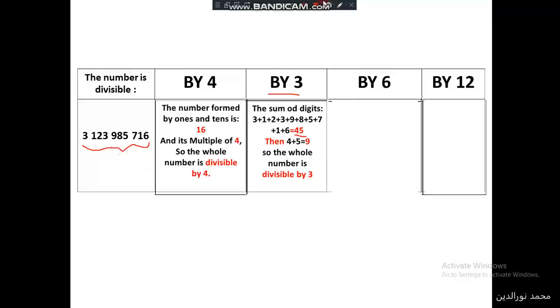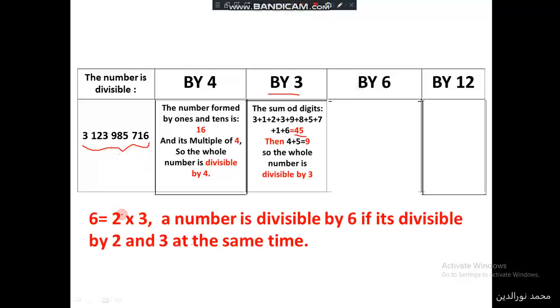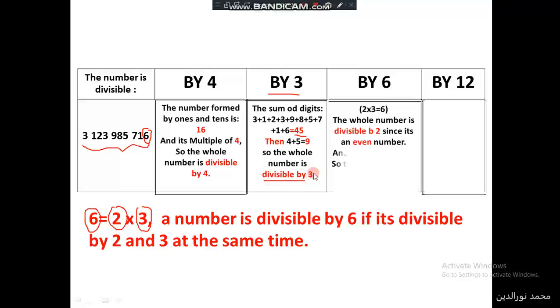Here it is asking me if the number is divisible by 6. We did not take the rule of divisibility by 6, but we can say that 6 is 2 times 3. So for a number to be divisible by 6, it must be divisible by 2 and 3 at the same time. So is this number divisible by 2? Yes, it's an even number and it's divisible by 2. Is this number divisible by 3? We said here yes, it's divisible by 3. Then this number is divisible by 6.